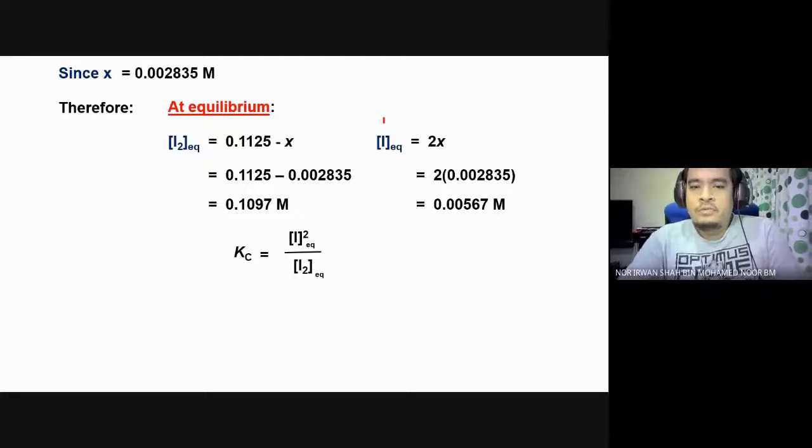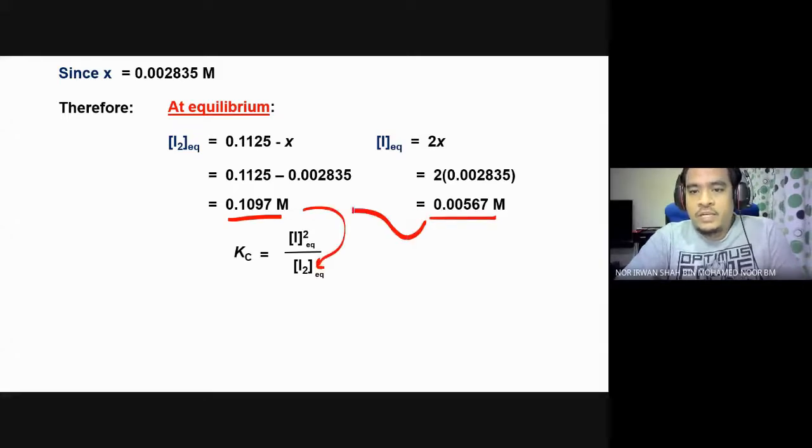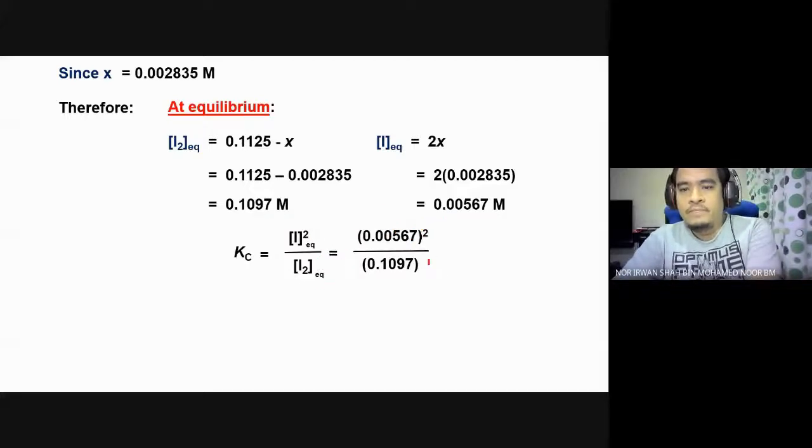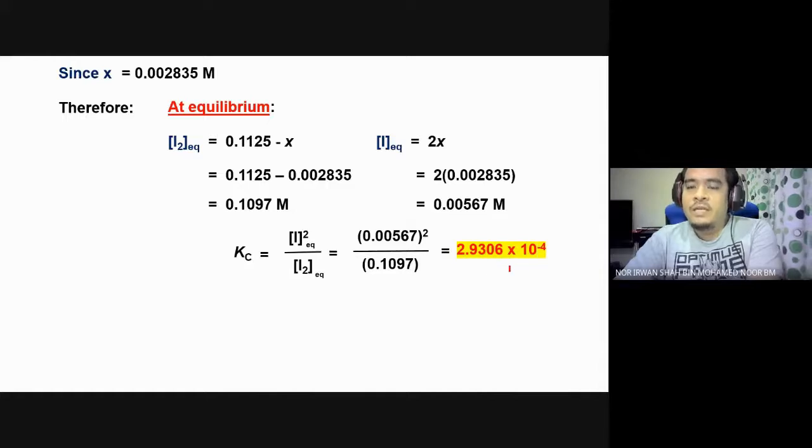By substituting these two values, this one for iodine here, and you substitute for gaseous iodine atoms here, we are going to get this, and then we solve for this. And we are going to get 2.9306 times 10 to the power of negative 4.